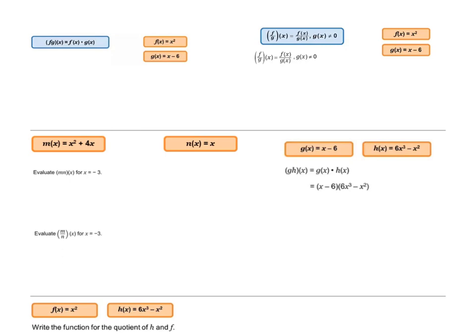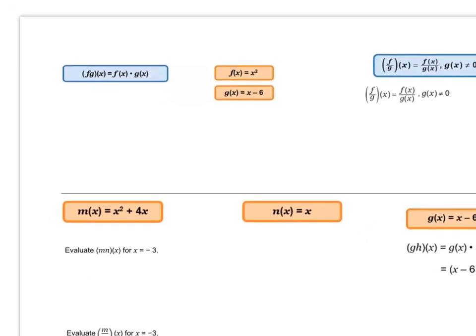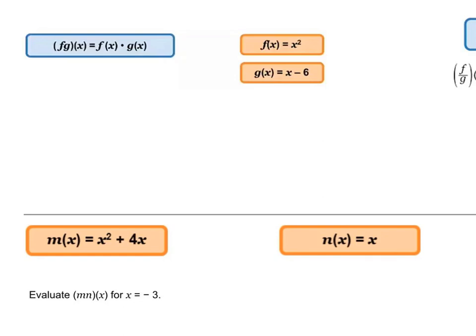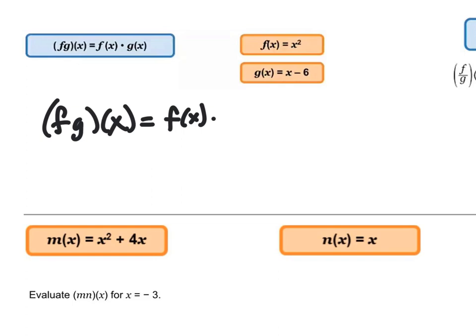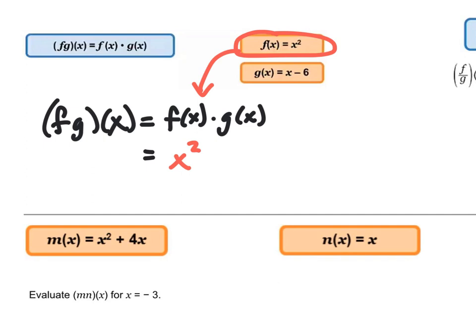When you have something like f times g of x, that is equal to f of x times g of x. So if I wanted to write out f g of x equal to f of x times g of x, I'd take f of x, plug it in down here, and we'd get x squared. Then we multiply that by the function g of x, which is x minus 6. I'm going to plug that in here, and you would just get multiplied by x minus 6.